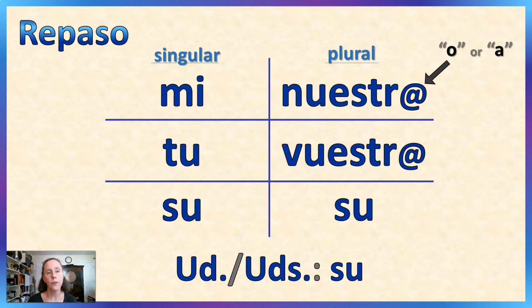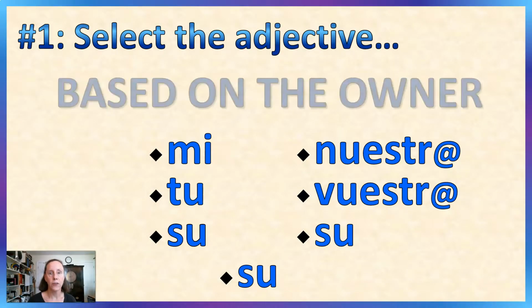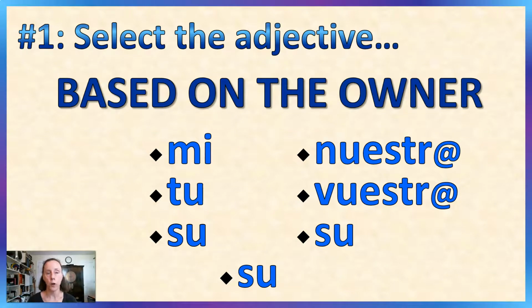All right, so let's review. We have a total of 7 possessive adjectives, although really what we have is mi, tu, nuestro, vuestro, and then 3 different situations where we use su. Okay, so when we want to use a possessive adjective in Spanish, first we have to pick the right adjective based on the owner. So if it's my thing, I'm going to use mi. If I'm talking about your team, you and your friend's team, I'm going to go with vuestro. If I'm going to talk about Joe's sports, I'm going to say su.